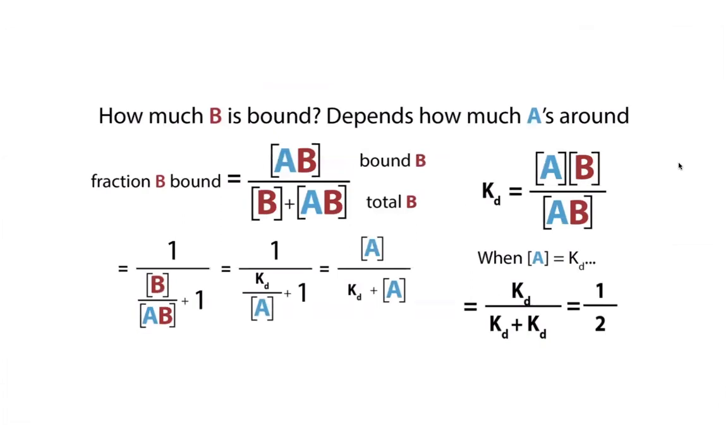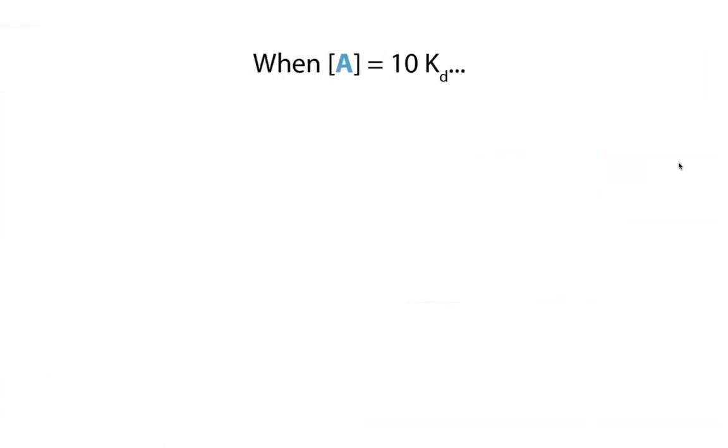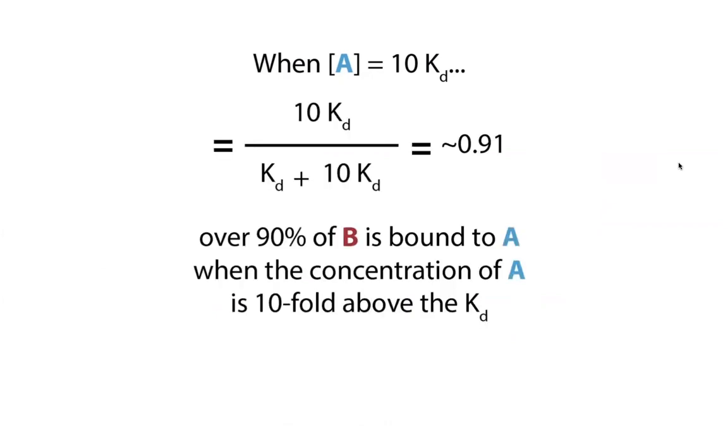But what if you're not at 1/2? We can use the same equation, the concentration of A over the concentration of KD plus A, in order to find the concentration of B that is bound at any time. So what happens when your concentration of A is 10 times the KD? Pause the video and answer the question. Hopefully you found about 0.91, so over 90% of B is bound to A when the concentration of A is tenfold above the KD.